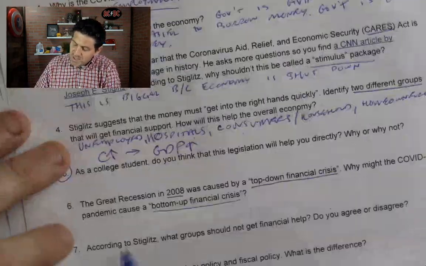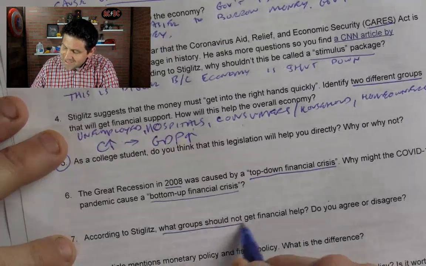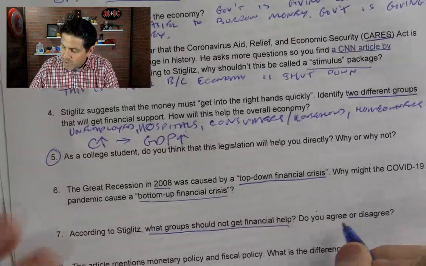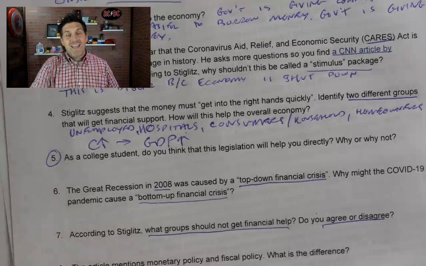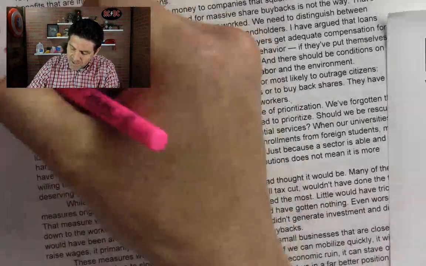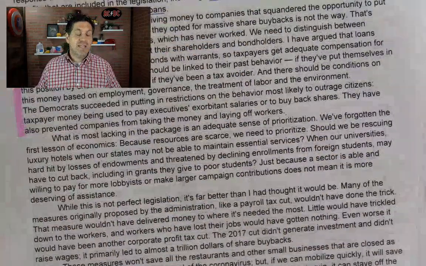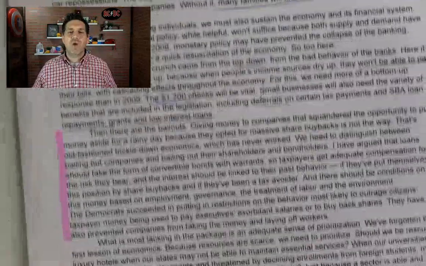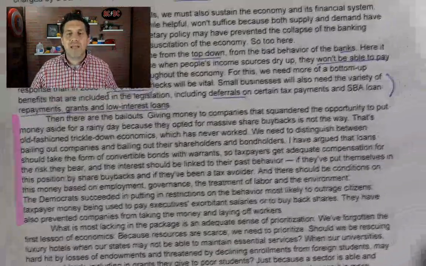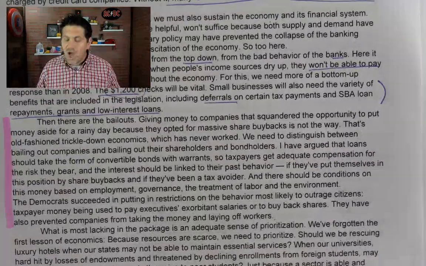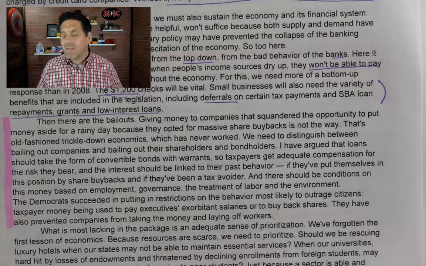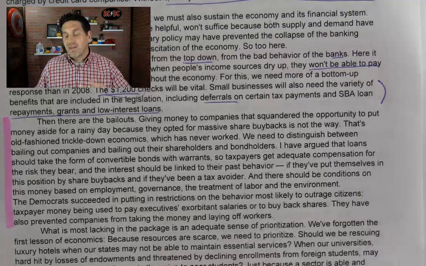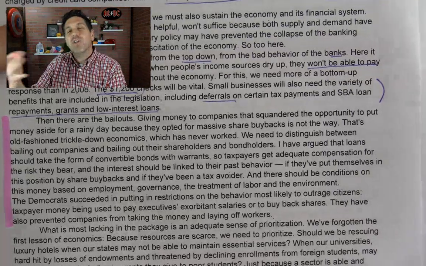Number 7, according to Stiglitz, what groups should not get financial support, and do you agree or disagree? All right, I'm taking out this pen. This paragraph here is the one that brings in the most of his views, and I'm not going to really start debating with you or even show you what my views are. I just want you to be recognizing them. This whole section here really talks a lot about his view, and his political views to some extent.